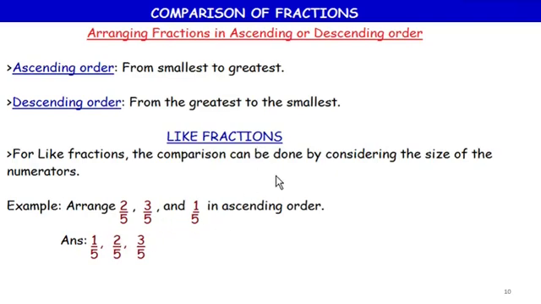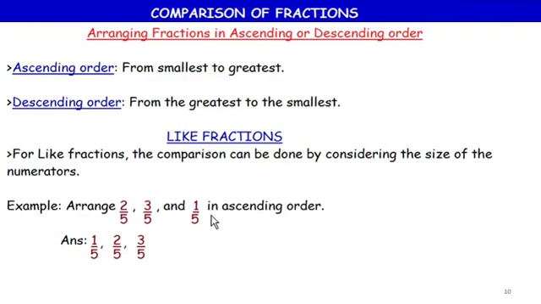We compare like fractions by simply considering the magnitude of the numerators. That is all, right? So assuming I ask you to arrange these fractions, 2 over 5, 3 over 5, and 1 over 5 in ascending order. Because they are like, because they have the same denominators, you are just going to look at the numerators and tell me which one is bigger, which one is smaller. Then you use that to arrange them in order. I believe you get it.